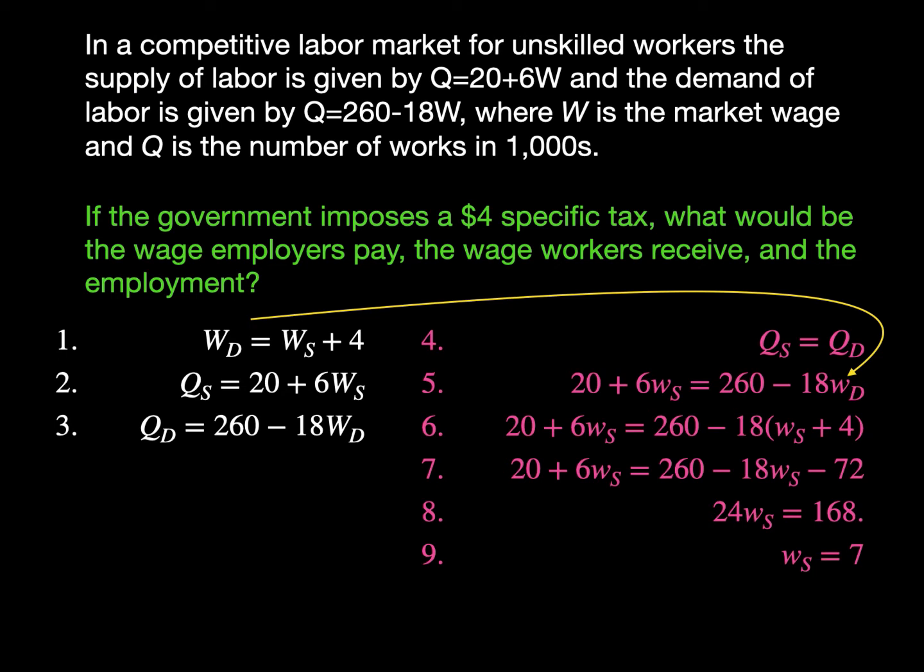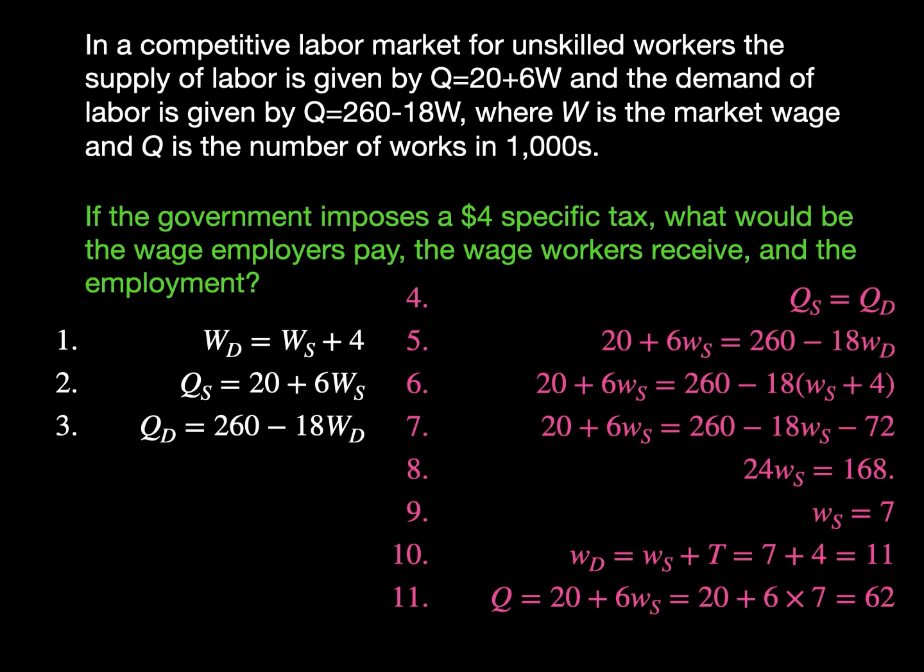Now let's solve for WD, the after-tax wage that employers pay. To find the wage that employers pay, substitute WS into the tax wedge equation. We find that the employer pays $11. $4 of this goes to the tax, and $7 will go to the worker. To find the quantity of labor, we can substitute WS into the supply equation or substitute WD into the demand equation. Either way, we get 62,000 workers employed.